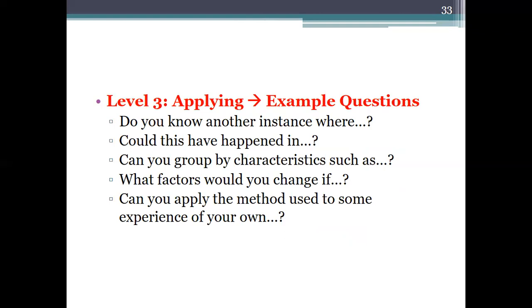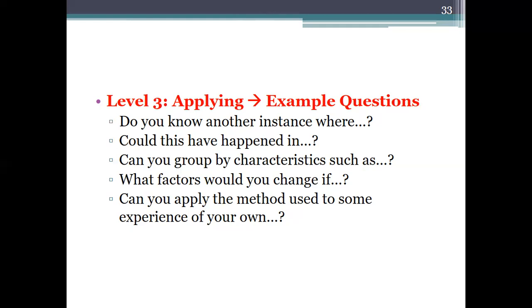So if someone is an expert and master at two levels, then they can answer a specific question, a specific problem, like an example question for applying maybe. Do you know another instance where this could have happened? Can you group by characteristics, such as what factors would you change if? Can you apply the method used to some experience of your own?